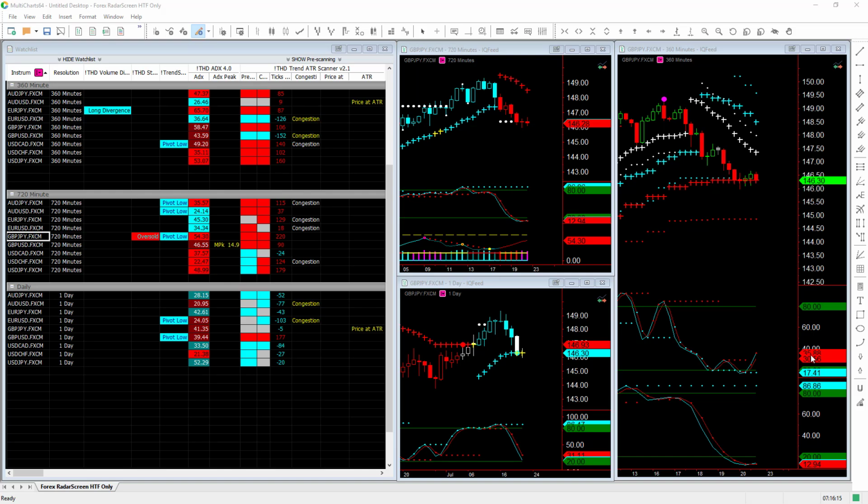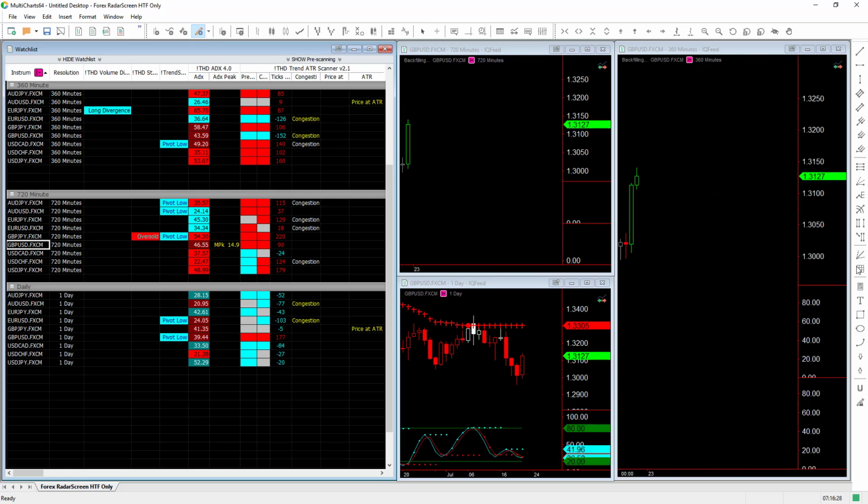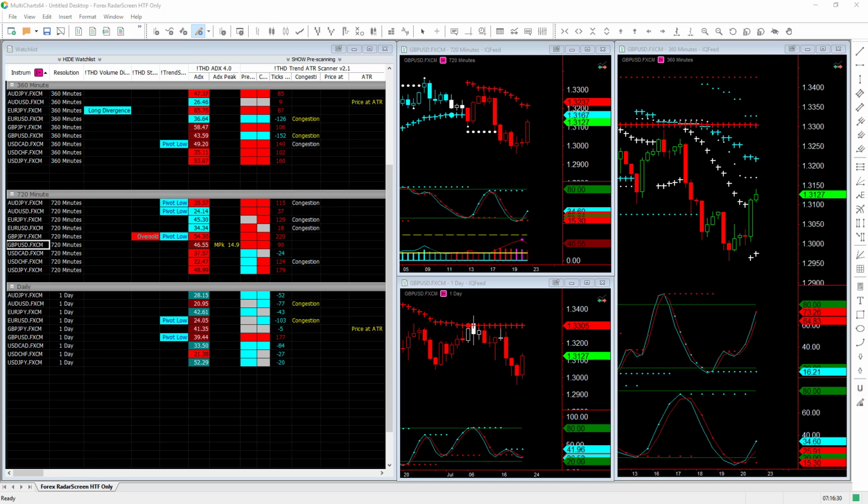The next one I would want to look at would be the British pound dollar. You can see that we have the MPK, which means a magenta peak has formed on the 720 minute. That means it's going to go up to the ATR. And that's exactly what you're seeing right here. This is a 3-bar pivot reversal to the upside. More likely than not, you're going to test this ATR at 33.05. You need to watch out for the ATR here because it could offer resistance.